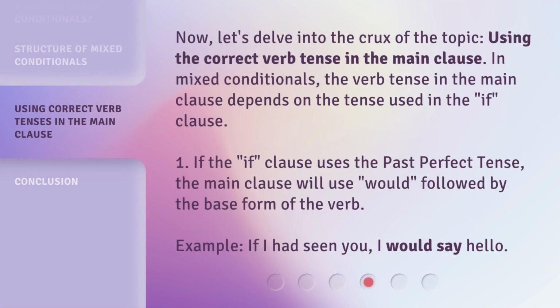Now, let's delve into the crux of the topic, using the correct verb tense in the main clause. In mixed conditionals, the verb tense in the main clause depends on the tense used in the if clause. 1. If the if clause uses the past perfect tense, the main clause will use would, followed by the base form of the verb. Example: if I had seen you, I would say hello.